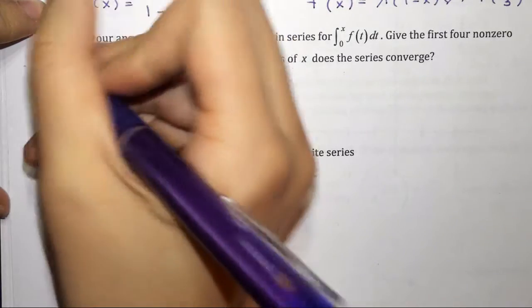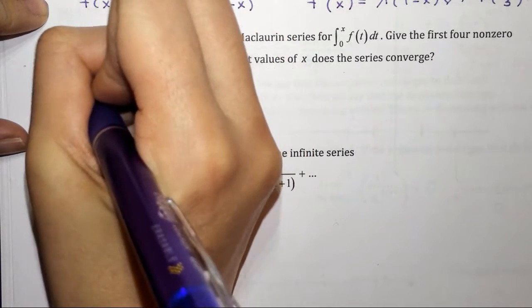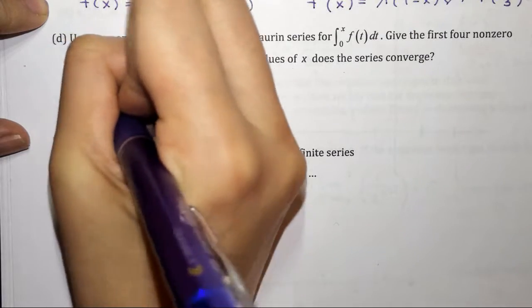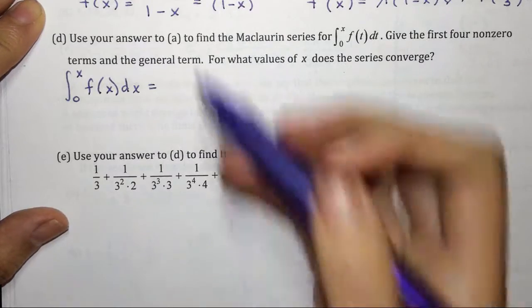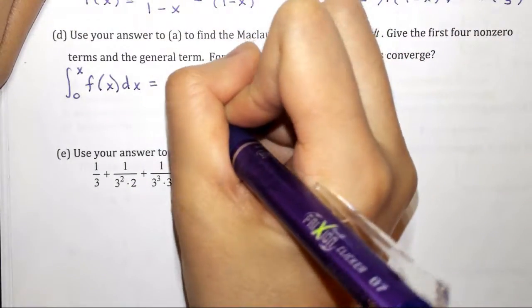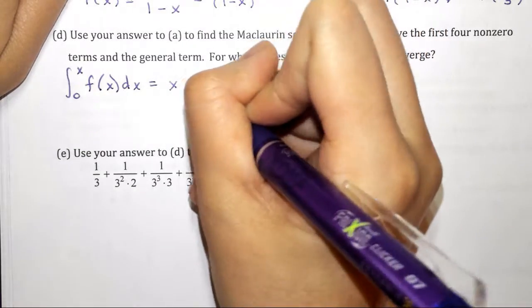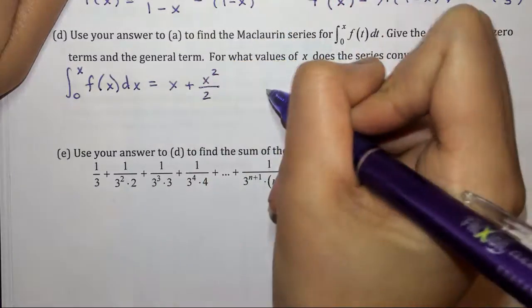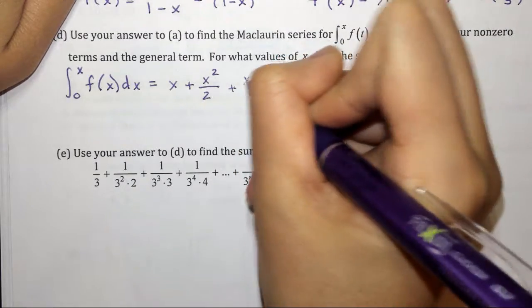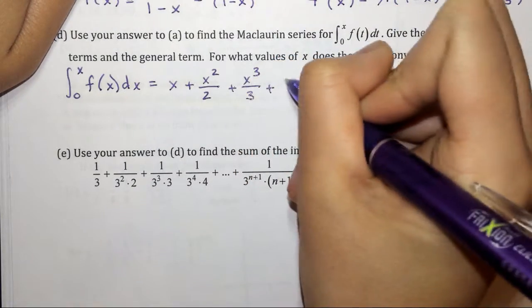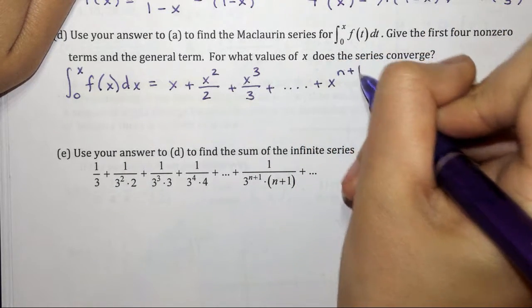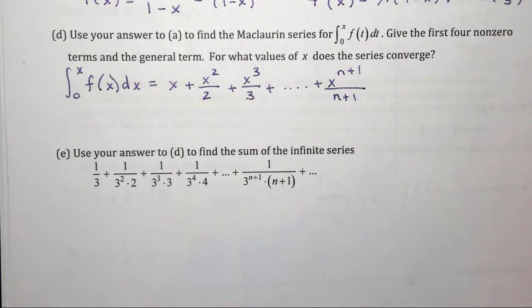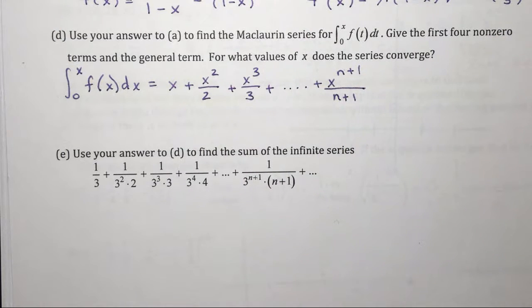So the integral from 0 to x of f of x is equal to, well, the integral of 1 is x. The integral of x is x squared over 2. The integral of x squared is x cubed over 3. Okay. So there's my first 4 non-zero terms and the general term.